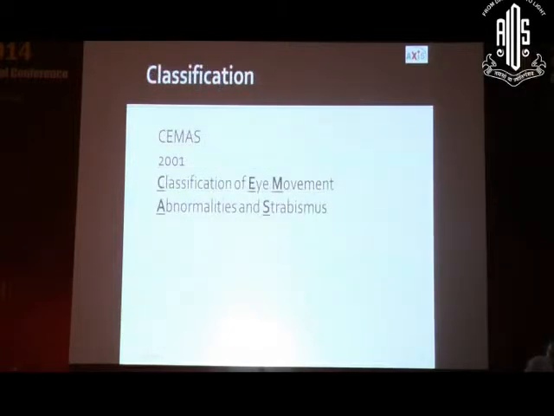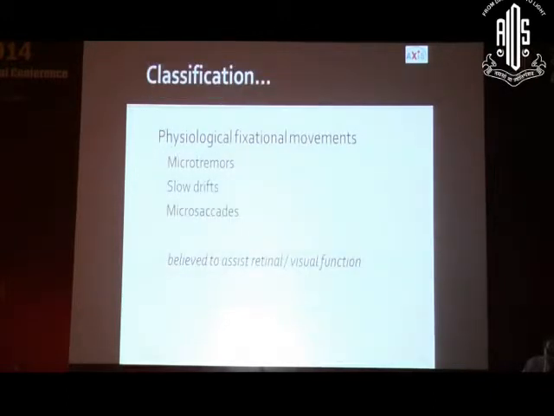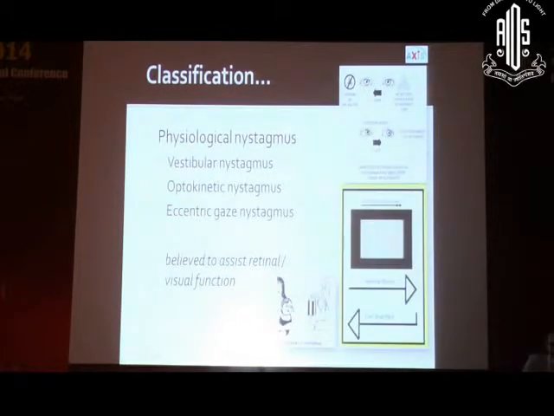The classification of eye movements is based on the CEMAS classification, which was coined in 2001. That is the classification of eye movement abnormalities and strabismus. Broadly, it includes nystagmus and other ocular motor oscillations. It has the physiological group, the pathological group, and other conditions like saccadic intrusions and oscillations and generalized problems. The physiological fixation movements include the microtremors, the slow drifts, and the microsaccades, which assist the retinal and the visual function.